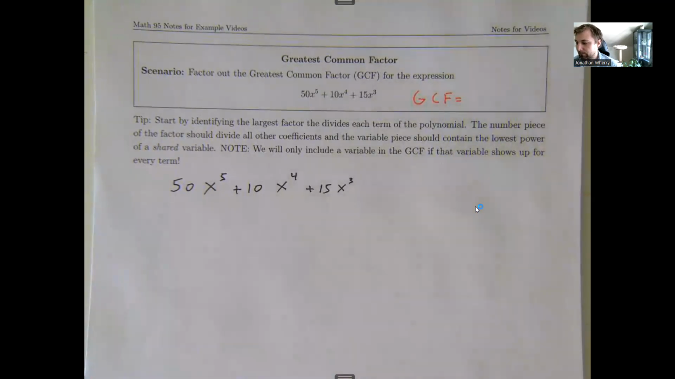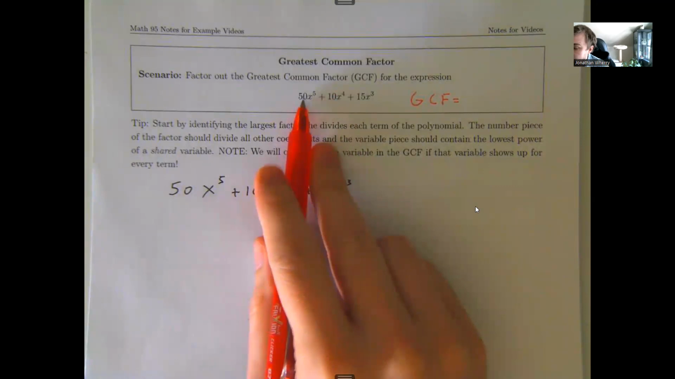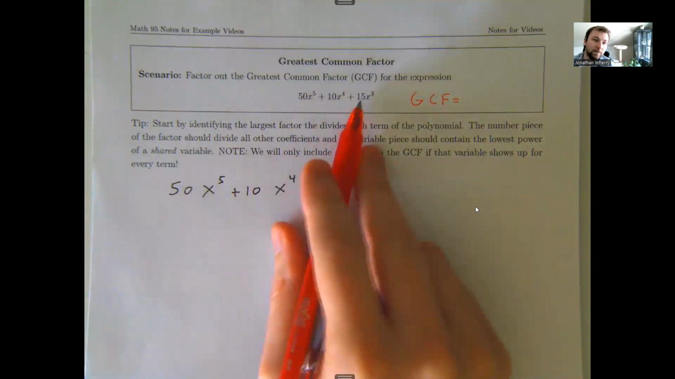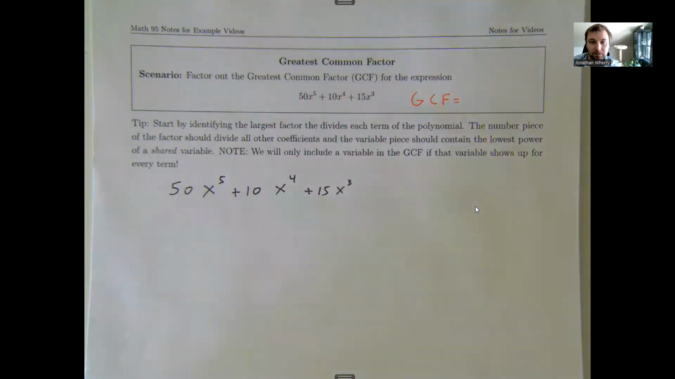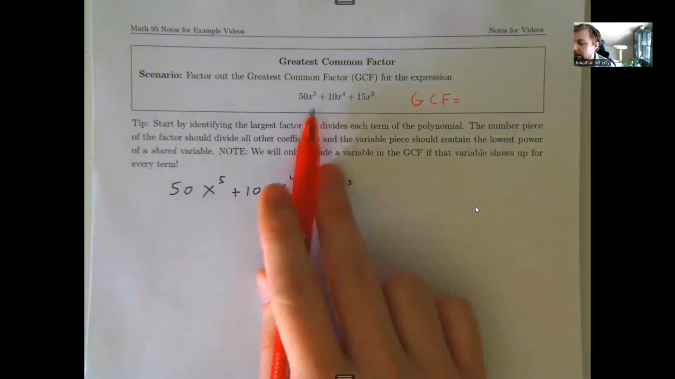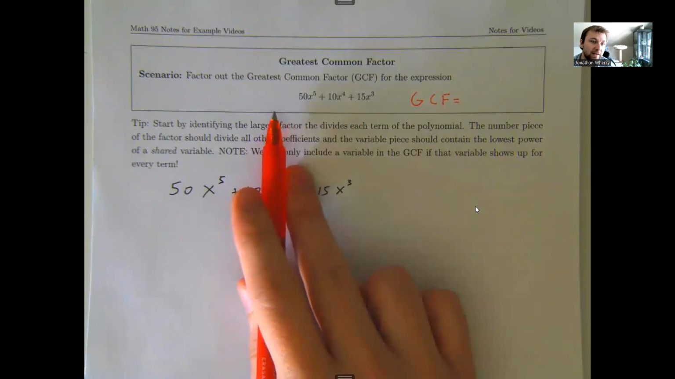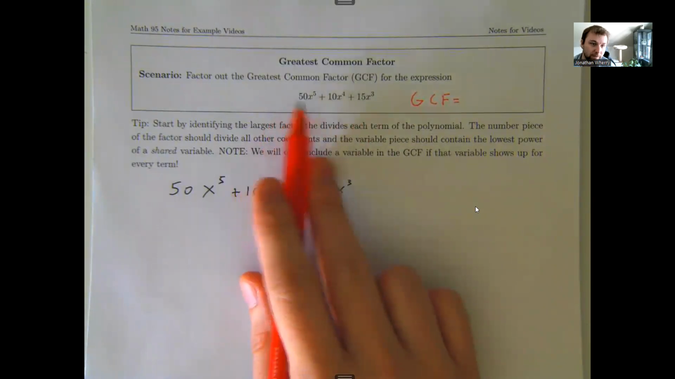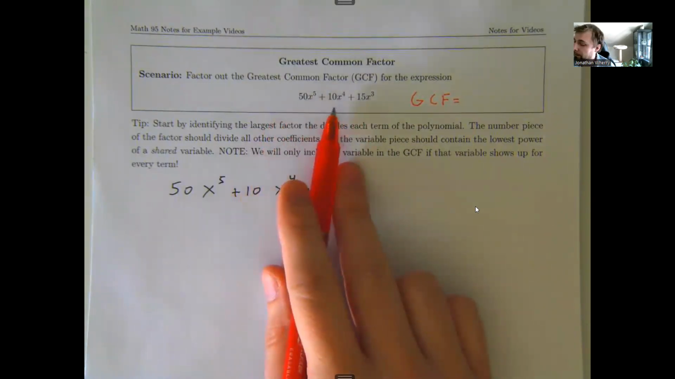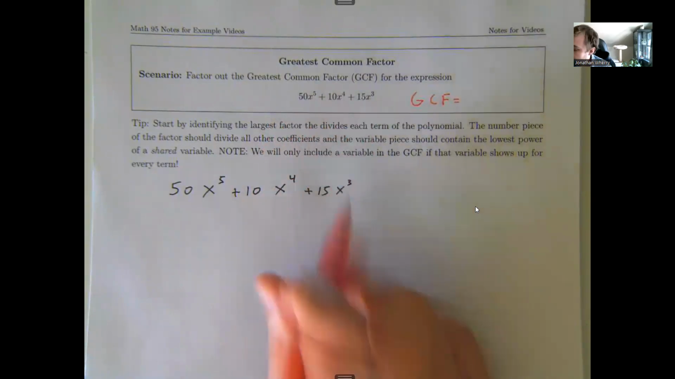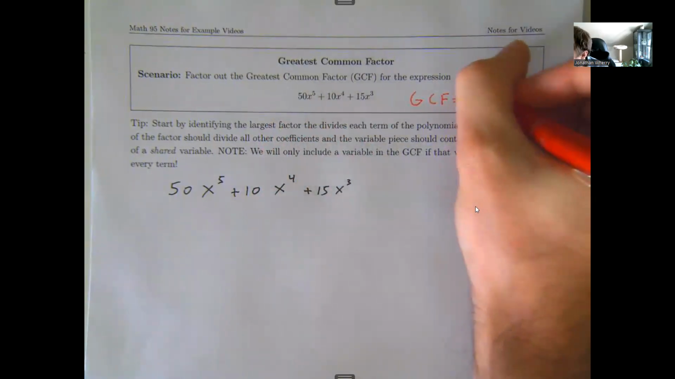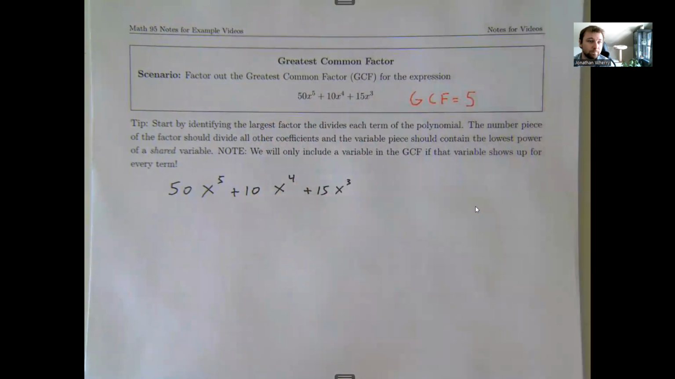So starting with the number component, what you're doing is you're looking for something that goes into 50, 10, and 15. And you're looking for the largest such thing. So for example, 1 goes into all of these numbers, but the bigger number that goes into everything is 5. 5 goes into 50, 5 goes into 10, 5 goes into 15. So my number component is 5.